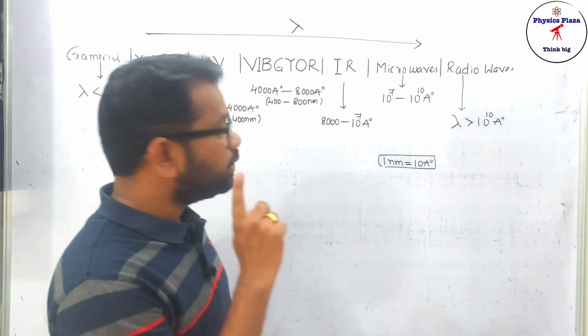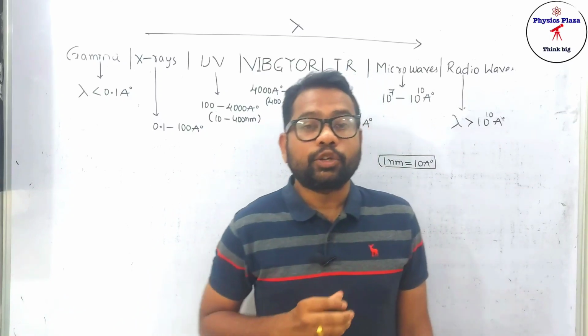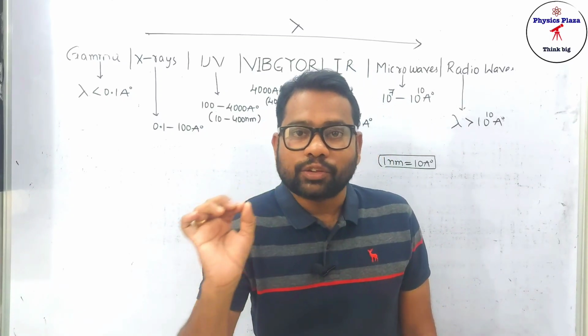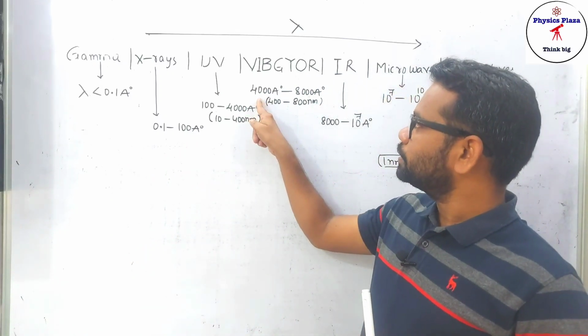Children, here one important point we can notice. Suppose I ask you a question now: name the electromagnetic radiation with the wavelength 4000 angstrom. Then children, you may get a doubt: sir, 4000 angstrom means violet color.